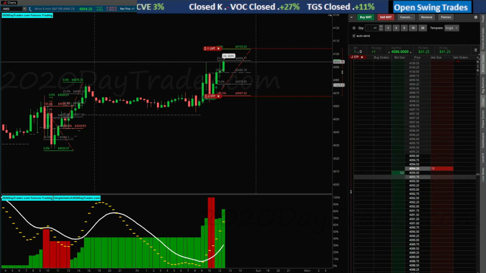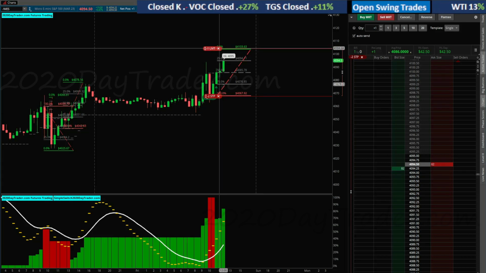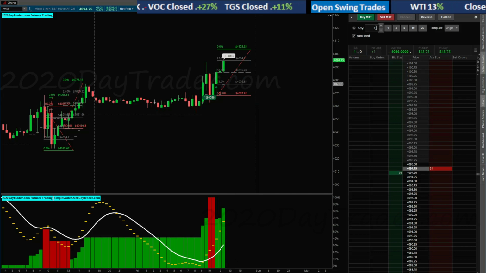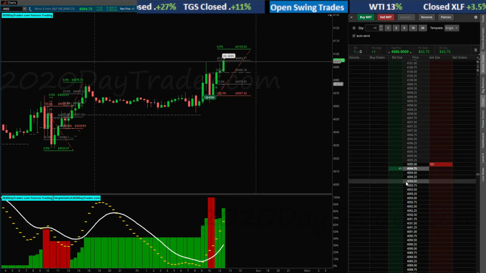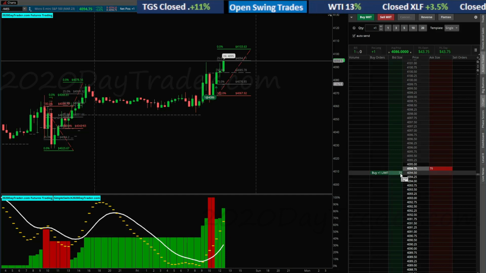4094 is pretty much where we want to get that stop moved up to. So I'm going to go ahead and take this limit order off. I'm just going to trail the stop now. Make sure I got one contract in the window. 9475 would be ideal, but whatever, we're close. And if I get out of this trade here, good to go.